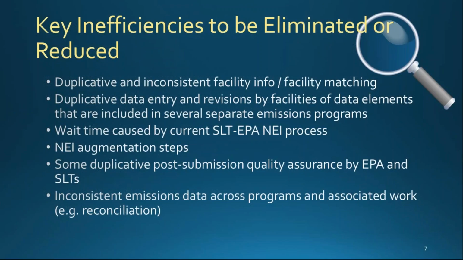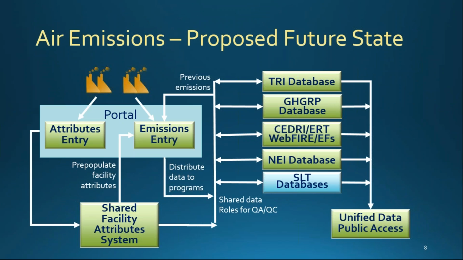And then there are inconsistent emissions data across programs and associated work, in other words, the reconciliation. If we can address those up front, hopefully we can build in fixes so that we no longer have inconsistent data. I think that's important for ensuring that the end result of the data, as used by whatever stakeholder group, is accurate and it's understood what it does and does not represent. So I think that's important.